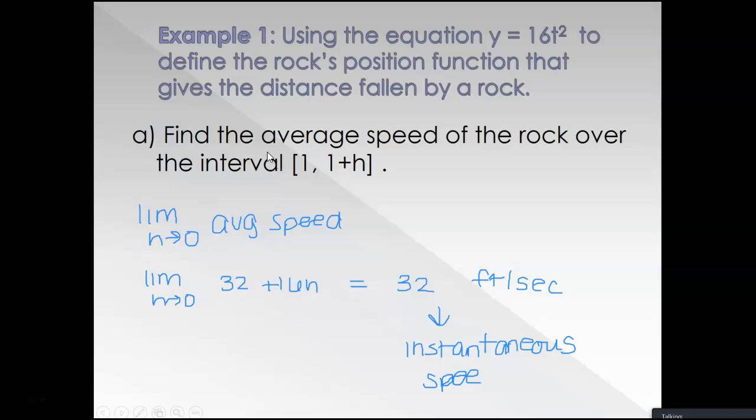So I'm finding the average speed of the interval from 1 to 1 plus h. But in the next part, because it started at time t equals 1, that represented the instantaneous speed at 1. If I wanted to know the instantaneous speed at 2, I would have to go back and do part A again with 2 and 2 plus h.